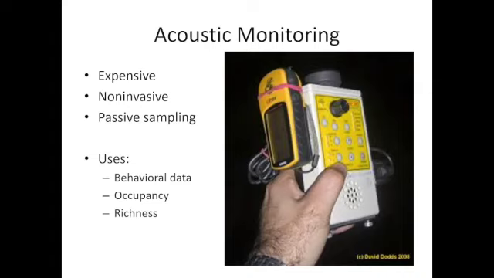And so we can use these for behavioral data and occupancy data again, and looking at richness, things like identifying individual bat species.